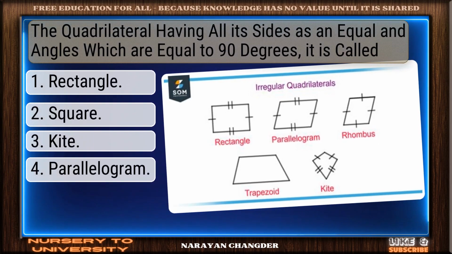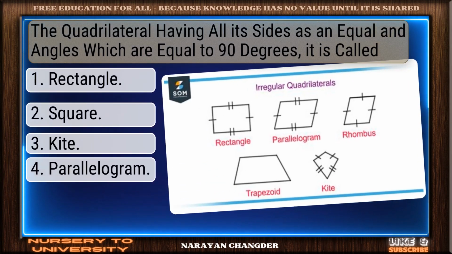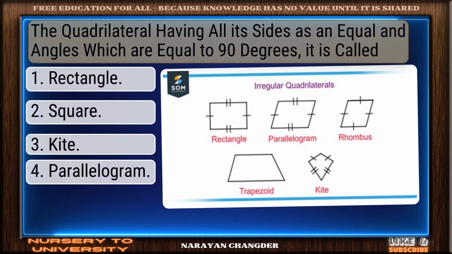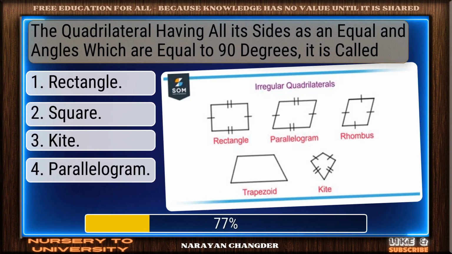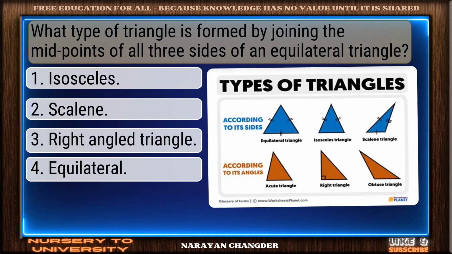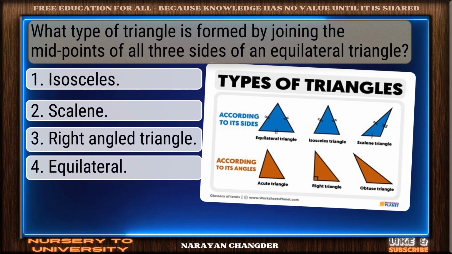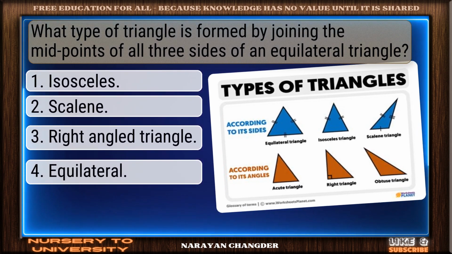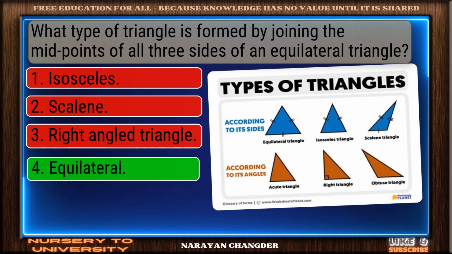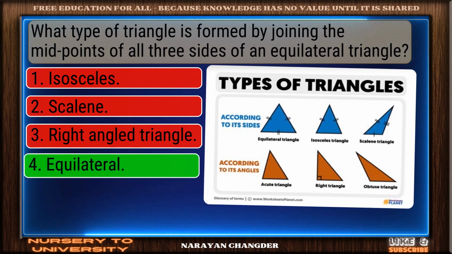Question number 44. The quadrilateral having all its sides equal and angles equal to 90 degrees is called? Well reasoned. Square is the correct choice. Question number 45. What type of triangle is formed by joining the midpoints of all three sides of an equilateral triangle? Smart pick. Equilateral is the correct choice.